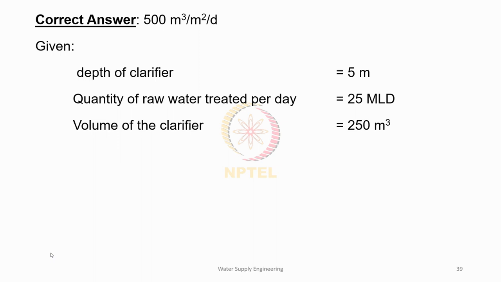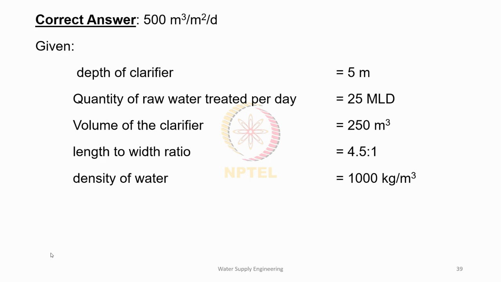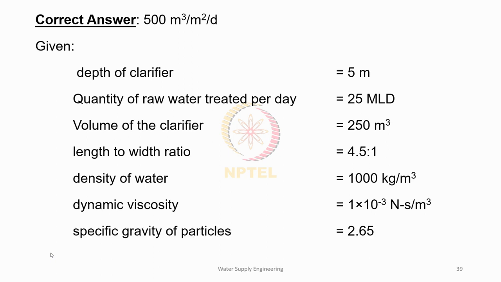Volume of clarifier is 250 meter cube. Length to width ratio is 4.5 is to 1. Density of water is 1000 kilogram per meter cube. Dynamic viscosity is 1 into 10 raised to minus 3 Newton second per meter square. And specific gravity of particles is 2.65.